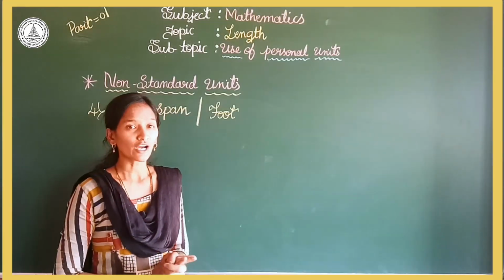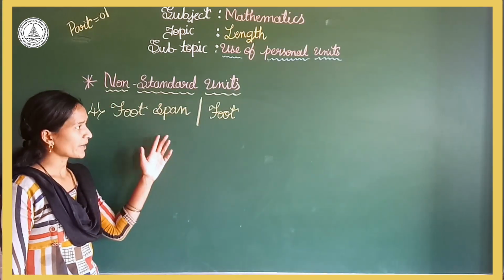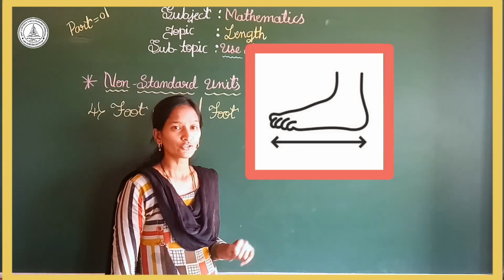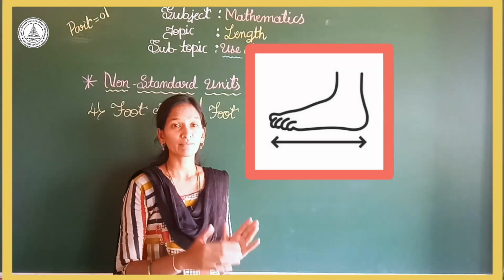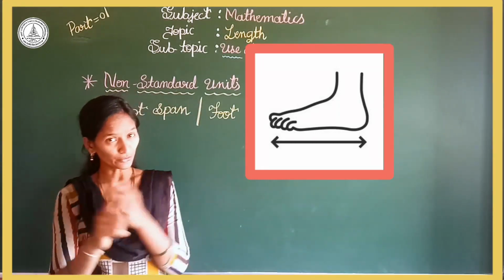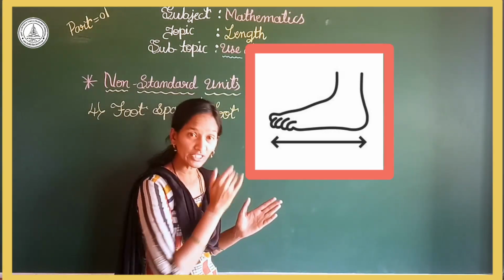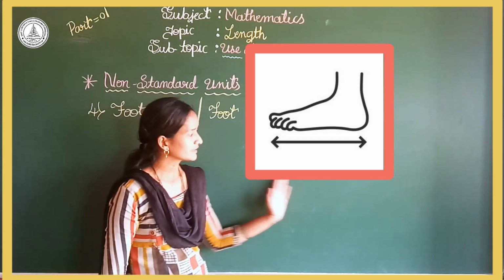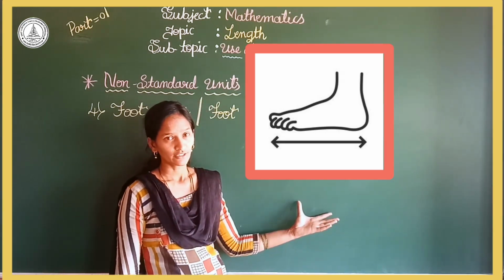So students, now come to the last non-standard unit, that is a foot span or a foot. See, look here. So here it is a foot, right? By using this foot you can measure the length of the room, or you can measure the distance between 2 trees, right? So look here. This distance is called a foot span or a foot, right?